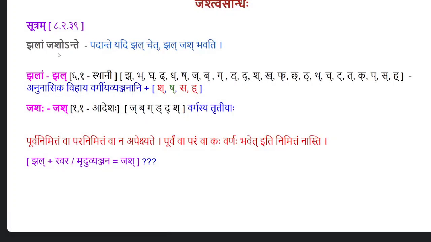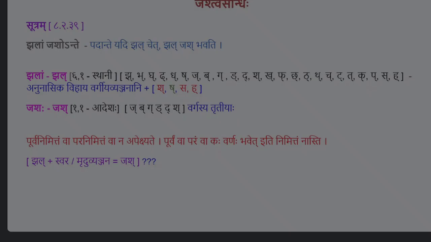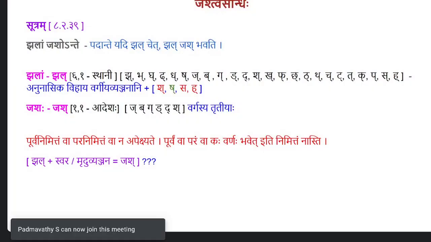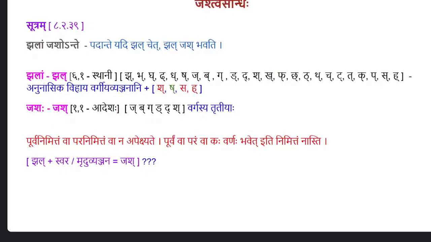So the definition says Jhalam Chashonte. That means there is no condition as to what the next word has to be, right? Whatever it is, if there is a jhal, that means Anunasika Vihaya Vargiya Vyanjana, that will become Jash. Understood? There is no Saptami here.